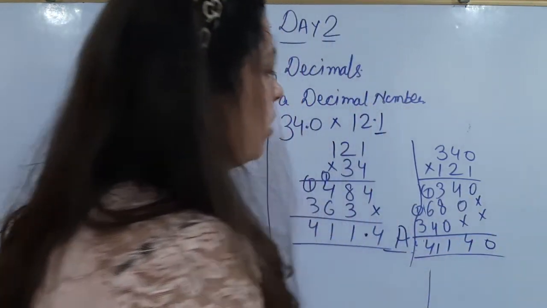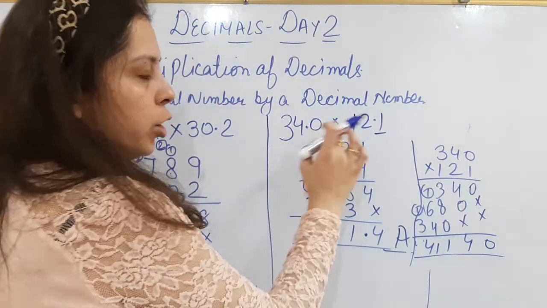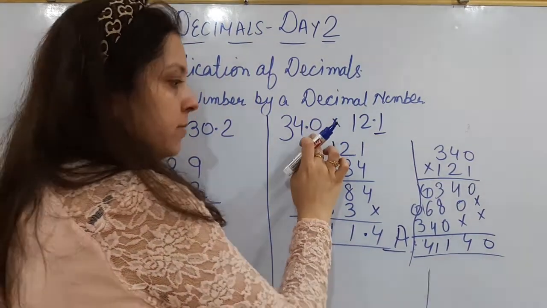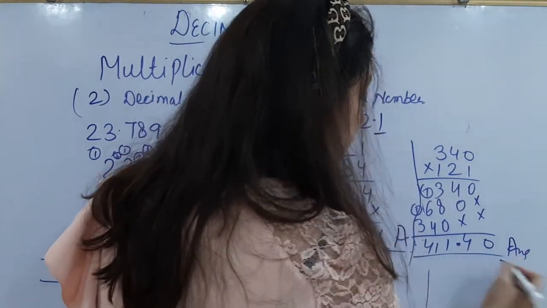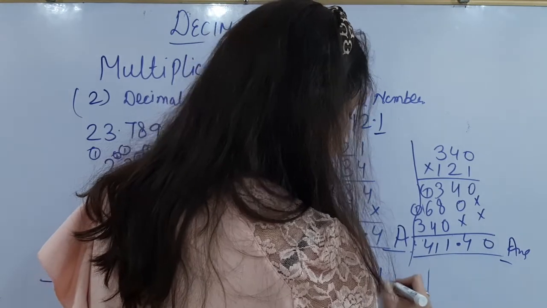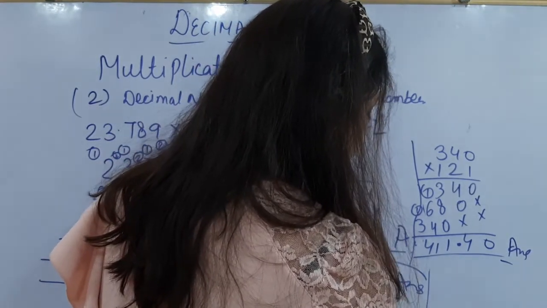Okay, now count the decimal places you have in the question. There are 2 decimal places because you have considered this 0 also while multiplying. So we will put the decimal point here. The answer will be the same in both cases: 411.4.